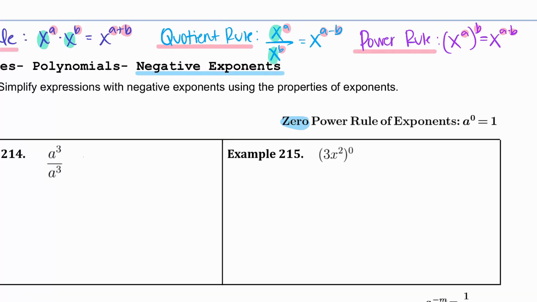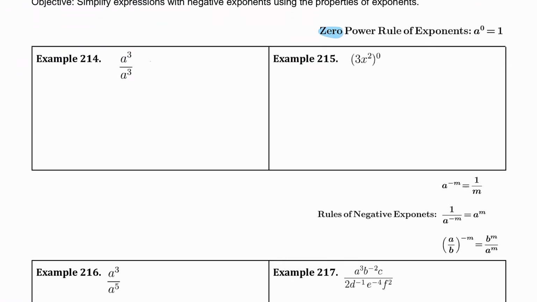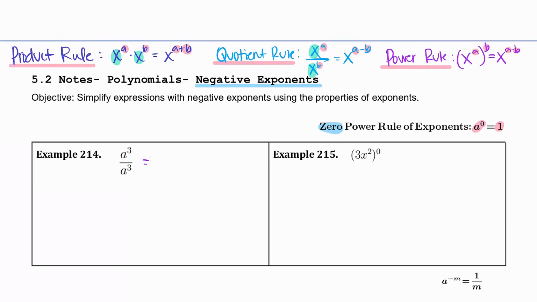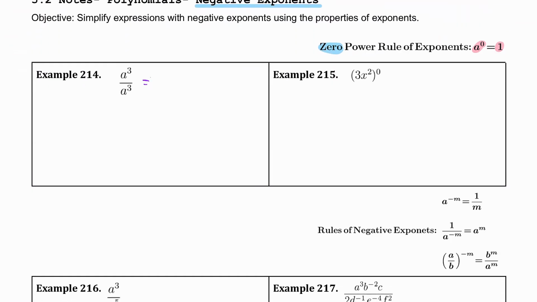Okay, so when we're working with some exponent rules, occasionally we're going to end up with some exponents that are zero. So an important rule to help us with this is if we have anything to the zero power, we just get 1. So here, if I have a to the third divided by a to the third, well, use our quotient rule up there. 3 minus 3 gives me a power of 0. A to the 0 is just 1.